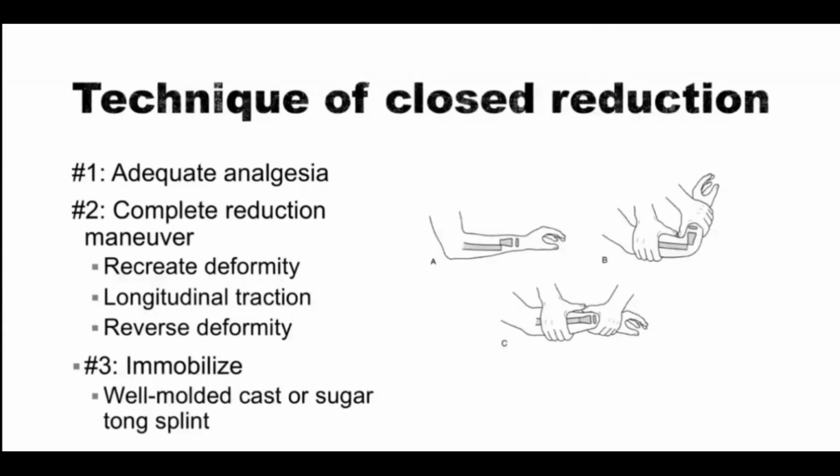And then usually we will try to recreate the deformity, provide some longitudinal traction, and then reverse the deformity, provide a 3-point mold, which we can talk more about, and then immobilize in either a well-molded cast or a sugar tong splint. Oftentimes we try to encourage our residents to cast. I don't know if Jason, you have other thoughts on that, simply because then they don't have to come back to clinic and be changed into a splint, although the splint does allow for some swelling.